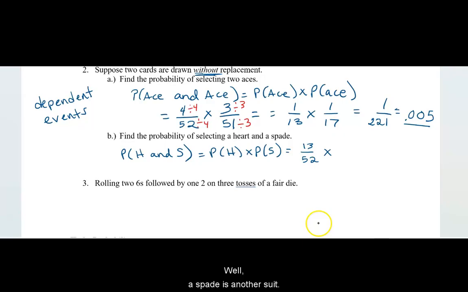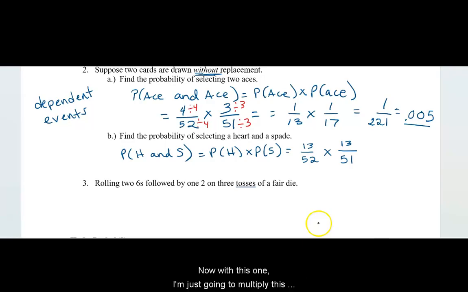And how many spades? Well, a spade is another suit. Again, there's 13 of everything. So I have 13 spades because the first was heart. So we didn't lose any spades, but what did we lose? We lost a card. We're not putting it back from the first draw. This is going to be then out of the 51.